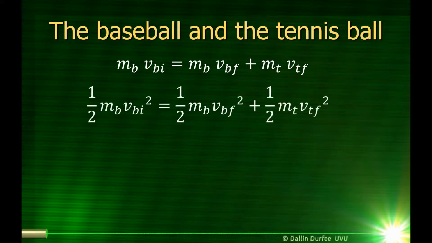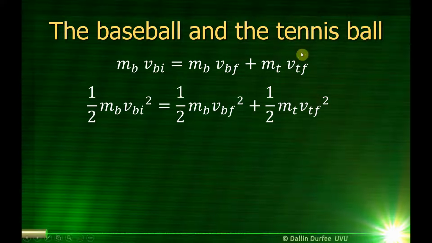Our other equation is our conservation of kinetic energy equation. The initial kinetic energy is 1/2 m_baseball v_baseball,initial squared. And again, there's no term for the tennis ball because its initial velocity is 0. The final kinetic energy is 1/2 m_baseball v_baseball,final squared plus 1/2 m_tennis v_tennis,final squared. So now I have two equations and two unknowns. I just need to solve them.